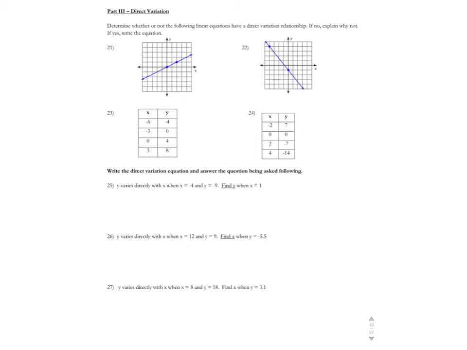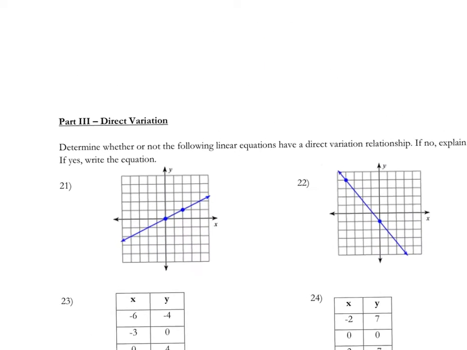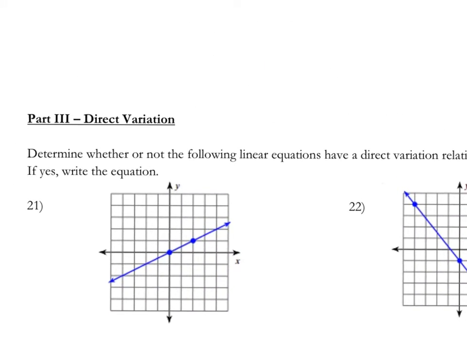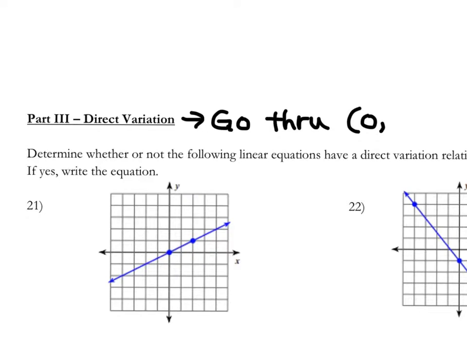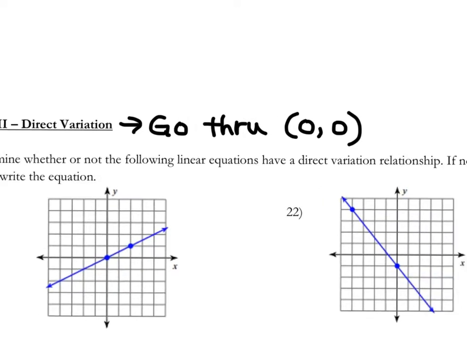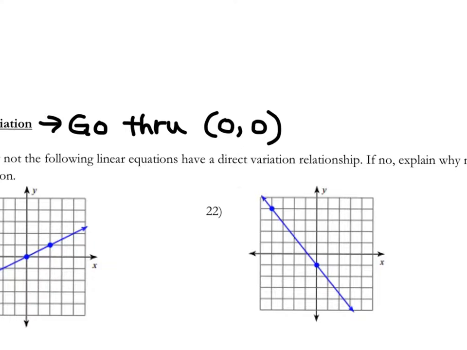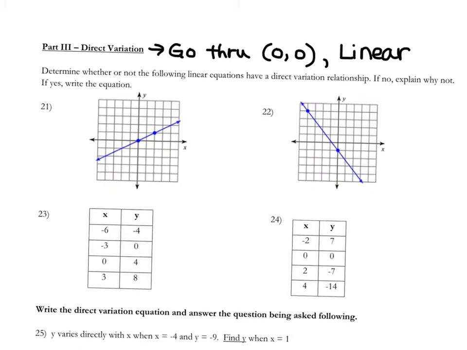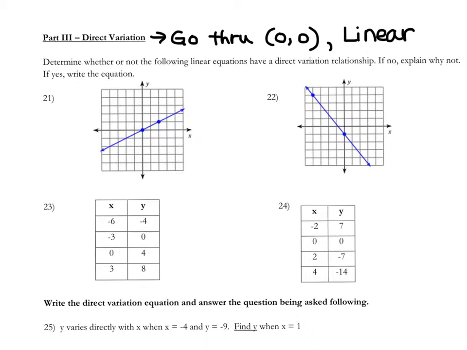Alright guys, the last thing that we definitely need to touch on is direct variation. So, a couple things. The first thing that we need to know is that direct variation, there's a couple requirements. It needs to go through the point (0, 0). Okay, the origin. The other thing is that it needs to be linear. Those are the two requirements. If those two things are true, then you have a direct variation equation, or relationship, I guess.